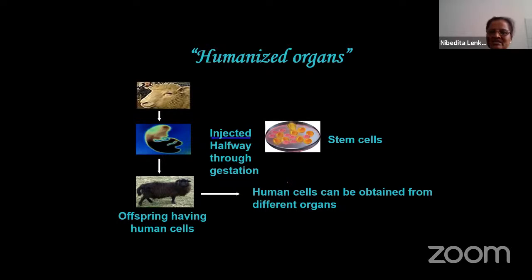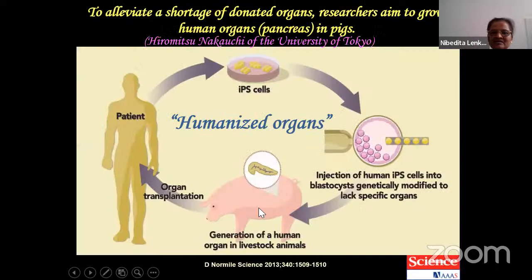So what is done basically, stem cells are injected halfway through gestation. Then when the offsprings are developed, you can see human cells in specific organs. The same way, in fact, this is what the schematic has been shown. In Japan, Nakauchi's group, they have in fact tried this to develop pancreas in pigs. Same way people are trying also different ways and means, and how ethically it will be possible, that is also a question mark.